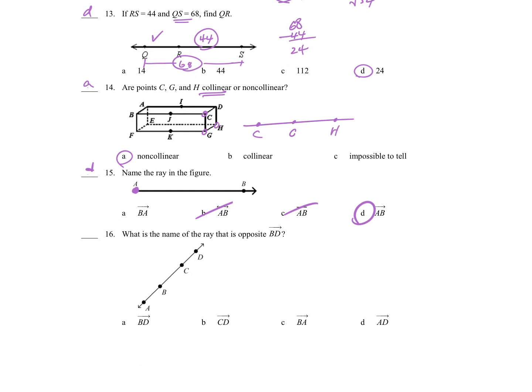And then opposite of BD. So B, I would draw this out, because B starts here and it goes in this direction. So opposite of it has to start with B. So you can look at all these choices here, cross this off, because it has to go B, and it has to go in the opposite direction. So BA, so the answer to 16 is C.